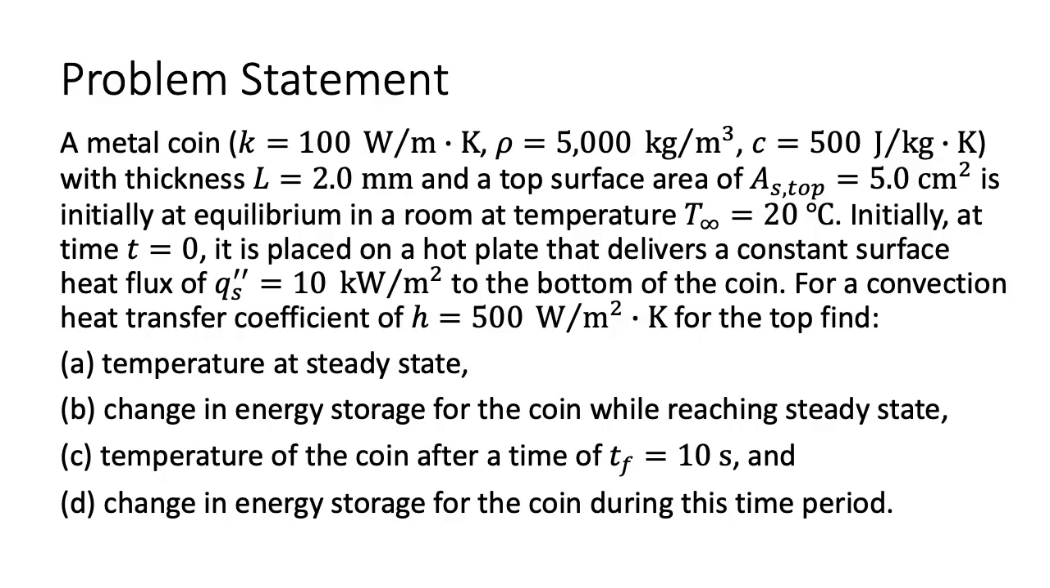For a convection heat transfer coefficient of 500 watts per meter squared Kelvin for the top, find for part A the temperature at steady state, for part B the change in energy storage for the coin while reaching steady state, for part C the temperature of the coin after a time of 10 seconds, and for part D the change in energy storage for the coin during this time period.